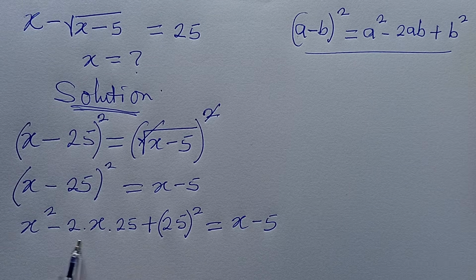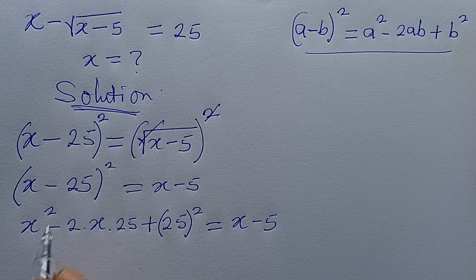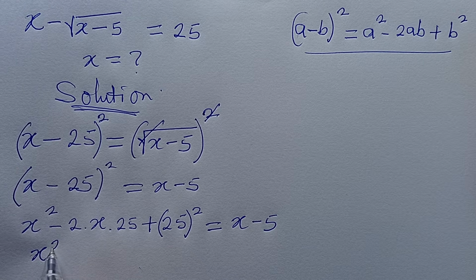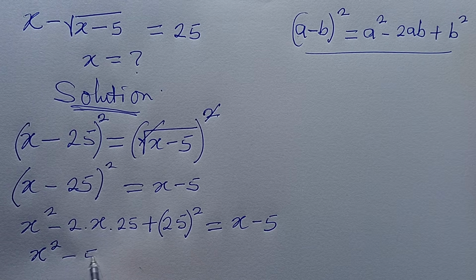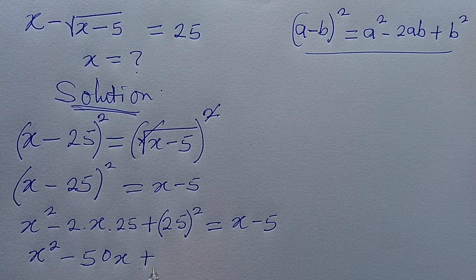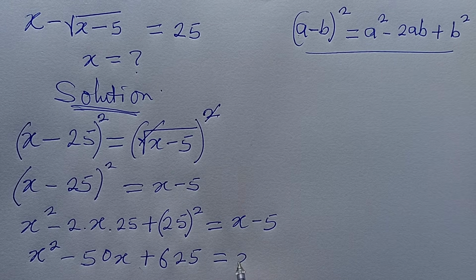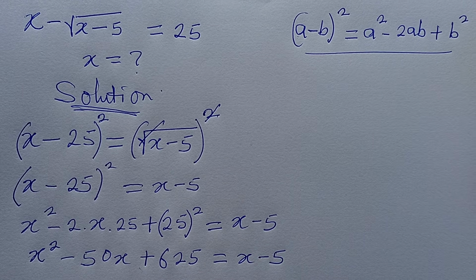So with this, we can multiply the 2 by 25. And if we do that, we're going to have x to the power of 2 minus 50x plus 25 to the power of 2, which will give us 625, everything equal to x minus 5.